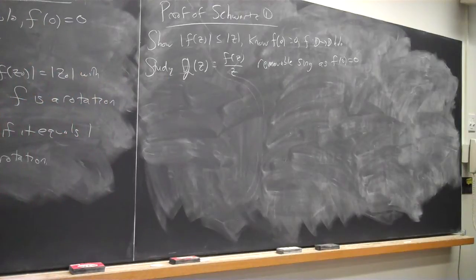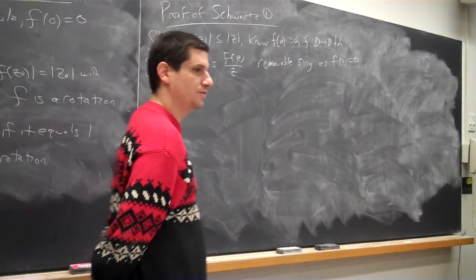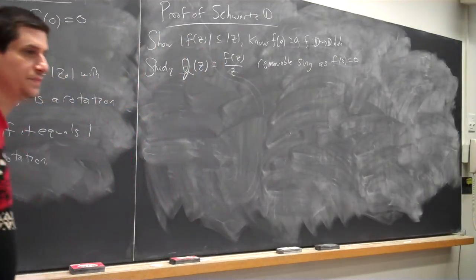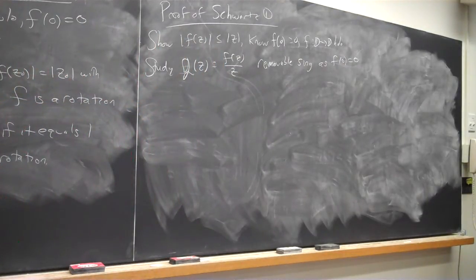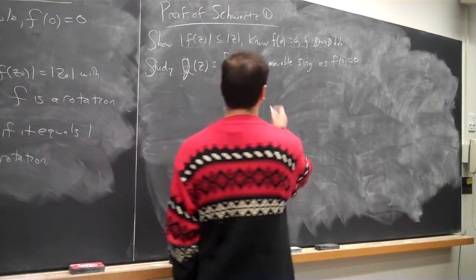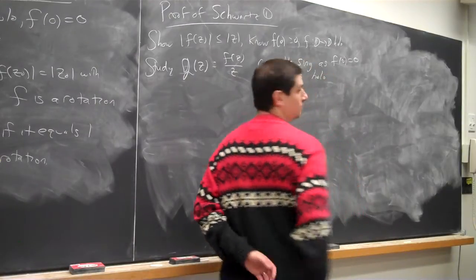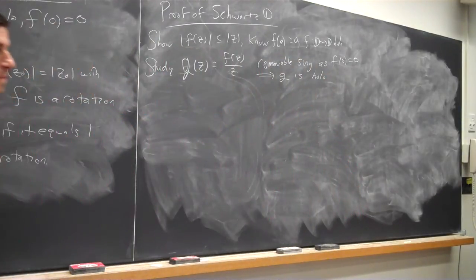Okay, do you know any way to study the magnitude of a function? Where is a function large? But this function doesn't have any poles. So this function is holomorphic. So g is holomorphic. So how can you figure out where a holomorphic function is large? On the boundary.